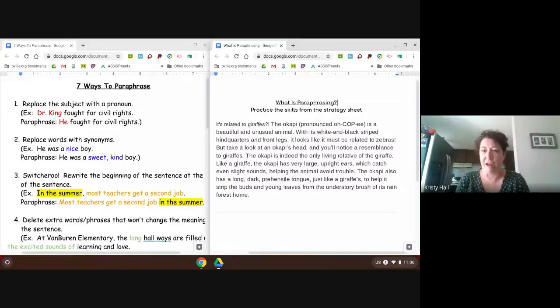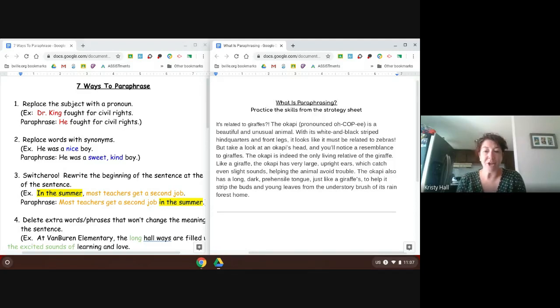It's related to giraffes. The okapi, pronounced okapi, is a beautiful and unusual animal. With its white and black striped hindquarters and front legs, it looks like it must be related to zebras.